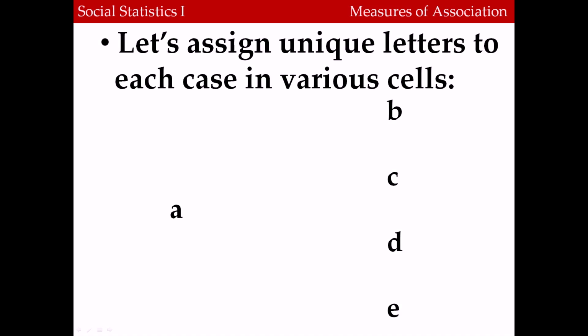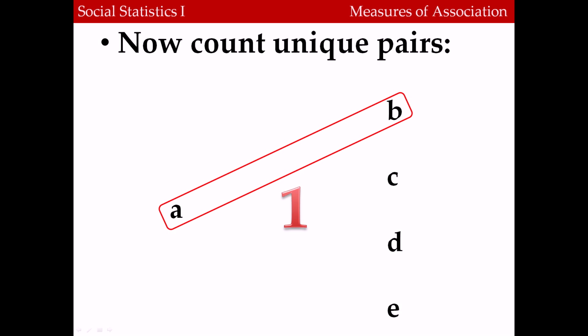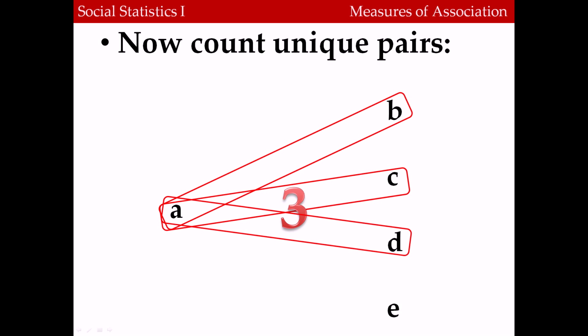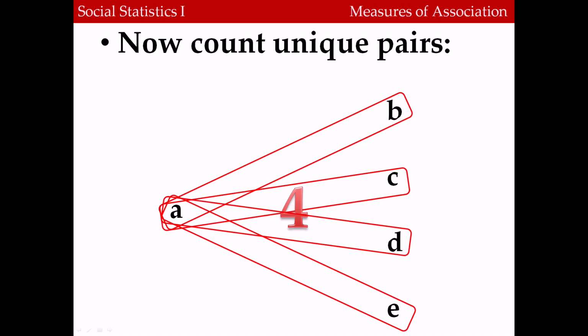Well, we can see that we compare A with B for our first combination, then with C for our second, then with D for our third, and then with E for our fourth. And so there's 4 unique combinations. Notice that we could have gotten this by multiplying the cell frequency in the first cell by the cell frequency in the fourth cell, or 1 times 4.